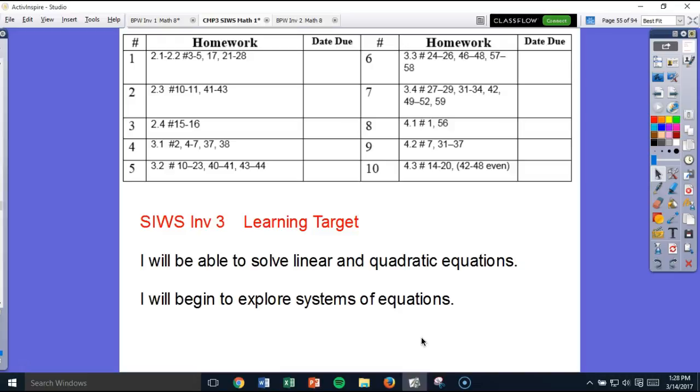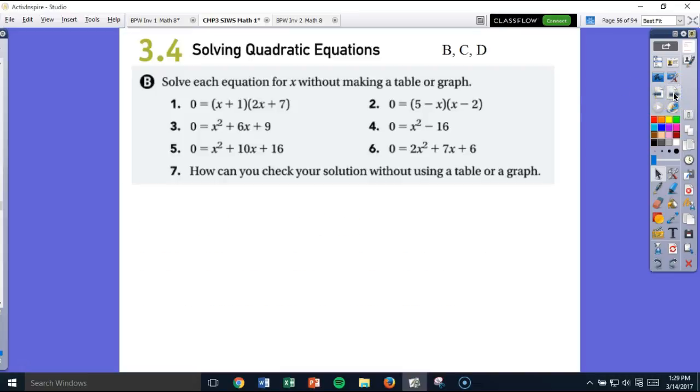This will begin on page 52 of your textbook. Our learning targets again for Investigation 3 are we'll be able to solve linear and quadratic equations and begin to explore systems of equations. Our ACES problems for 3.4 include 27 through 29, 31 through 34, 42, 49 through 52, and 59. So as we turn to page 52 in our books, we are just going to continue on with our quadratic equations, solving those and finding some of the x-intercepts along with that.